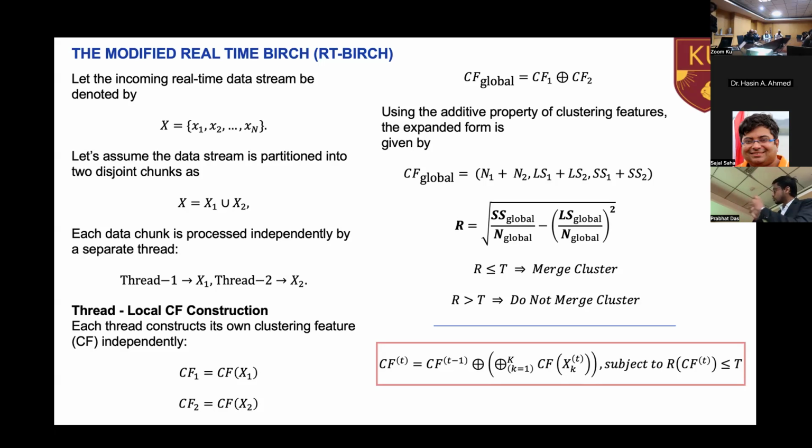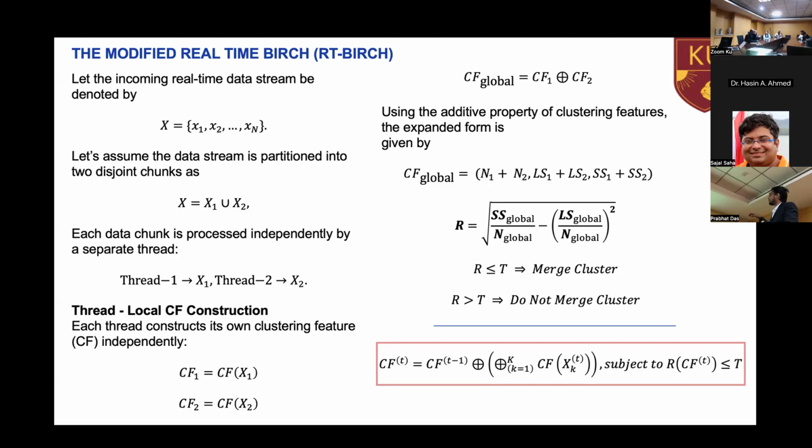Basically, those 2 separate chunks are going to get computed in 2 individual threads. So if we have 10 points, 1, 2, 3, 4, 5, 6, 7, 8, 9, 10, the first 5 are going to get computed in thread 1. The last 5 are going to get computed in thread 2. Once the data is divided into thread 1 and thread 2, we perform the calculation of cluster features in the individual threads.